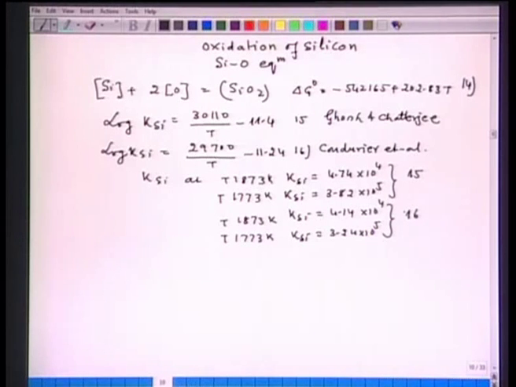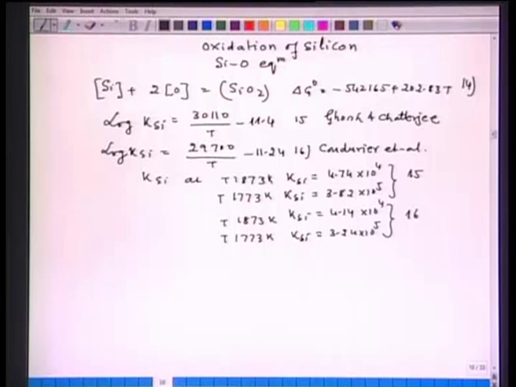So, what I wanted to tell you is that you may come across different sources and you may get slightly different values. Accordingly I gave you just for reference, but both the equations predict that decreasing temperature increases the value of K silicon. That is our conclusion that we get at different temperatures.